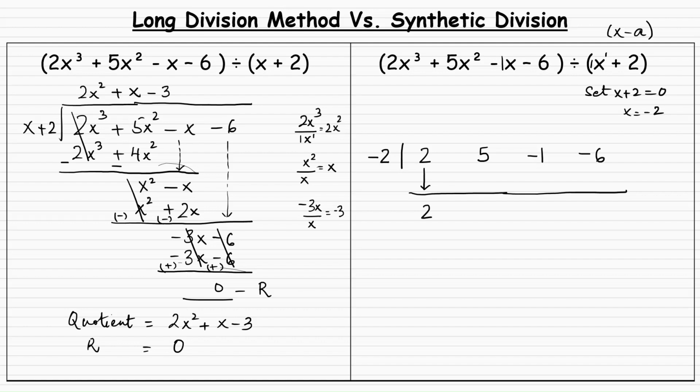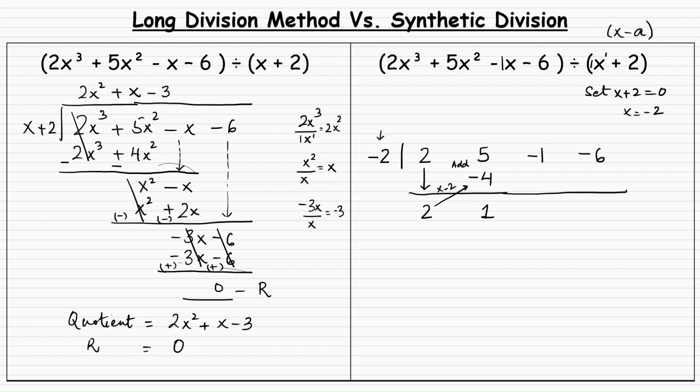Now, multiply this 2 with this negative 2. So, when I multiply 2 with negative 2, 2 times negative 2 is negative 4. I write that negative 4 over here. So, how did I get this negative 4? I multiply 2 with this negative 2. I got minus 4. I put it over here. And now I will add these two. What is 5 added to negative 4? 1.